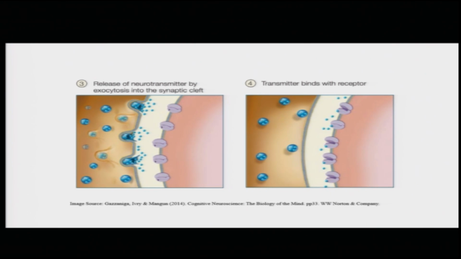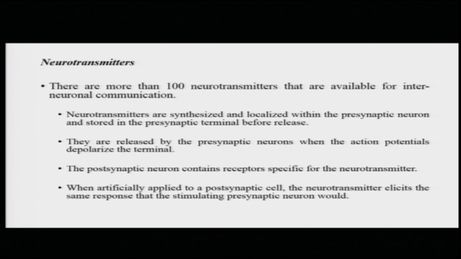These neurotransmitters, as you can see on the figure on the right, can then bind with the receptor. So, we have been talking about neurotransmitters, and neurotransmitters are a very important aspect of the chemical synapse that we have been talking about. So, let us look a little bit at what these neurotransmitters are and what they do.